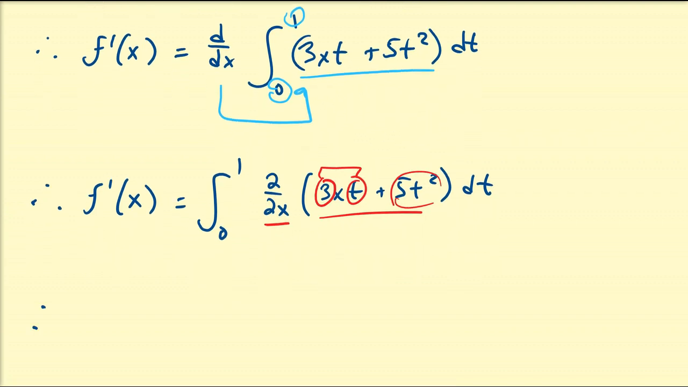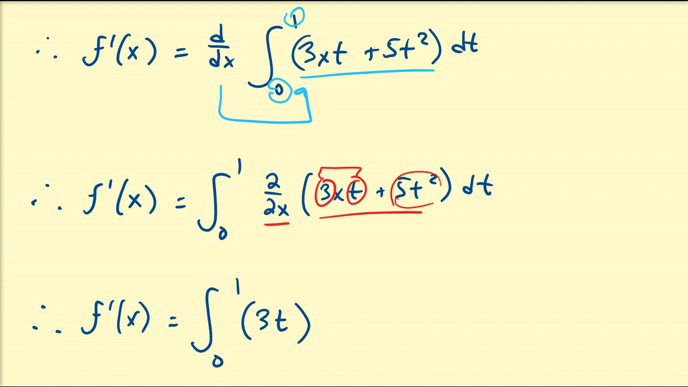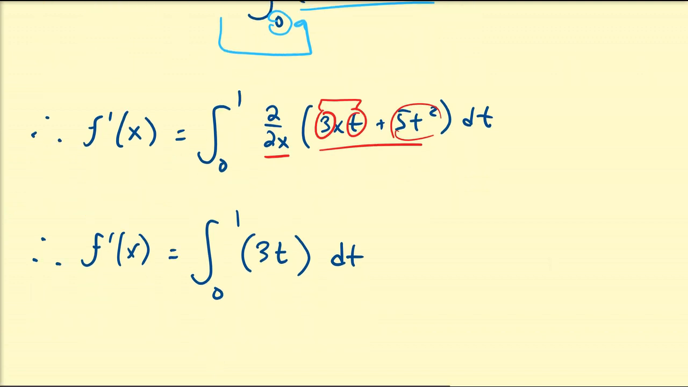So that means the derivative with respect to x is going to be equal to the integral from 0 to 1, so the partial derivative of 3xt with respect to x is just going to be equal to 3t, and the partial derivative of 5t squared with respect to x is just going to be 0. So this is just going to be 3t dt.